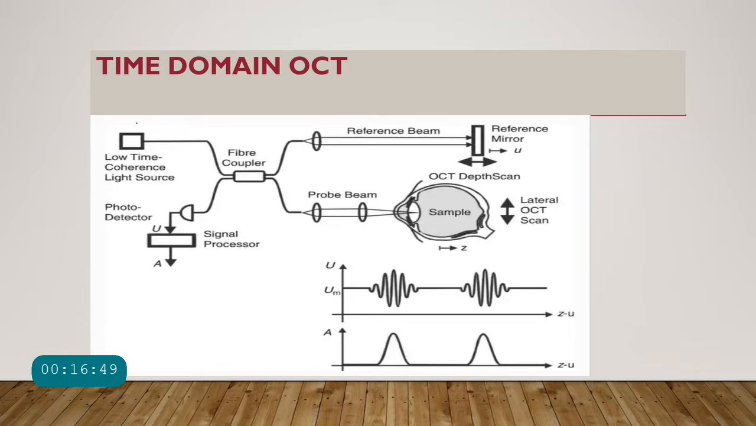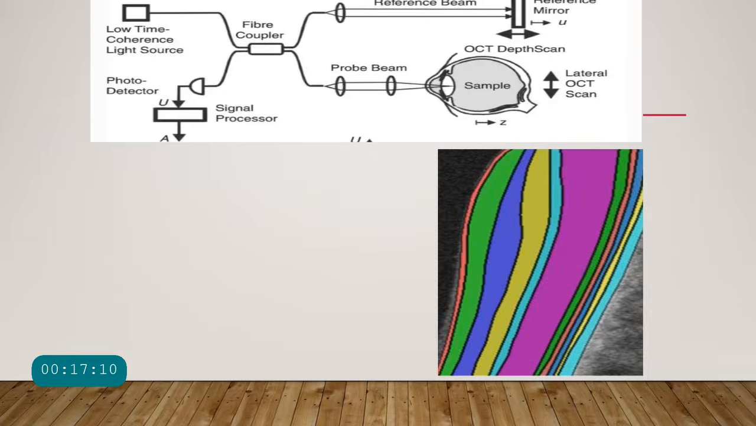So we have a low coherence monochromatic light source which goes to a coupler. The coupler is going to send a sample beam and a reference beam. The reference beam will go to the reference mirror. The sample beam is going to go to the retina. Now in the retina, every layer is going to get scanned sequentially using this reference beam as a reference. So let us see how this happens.